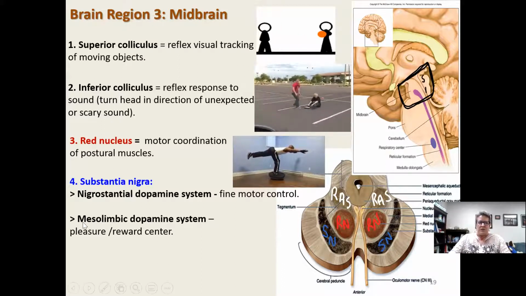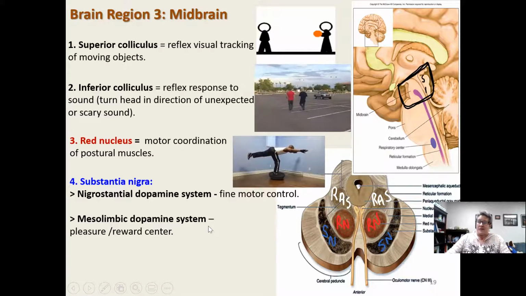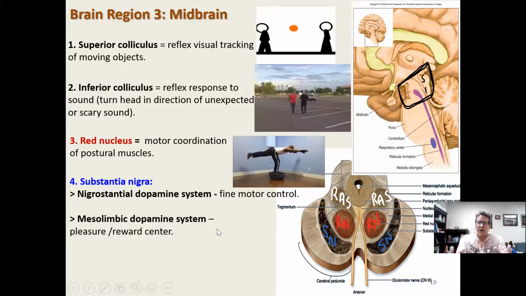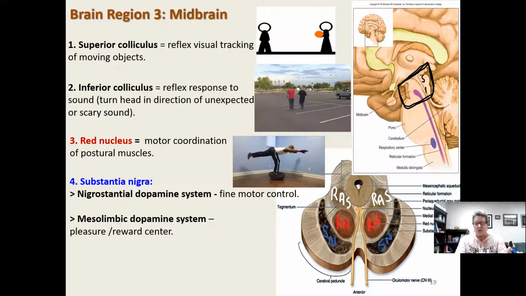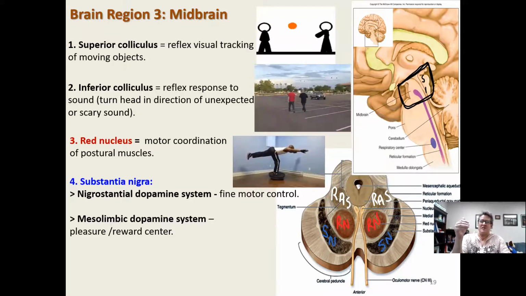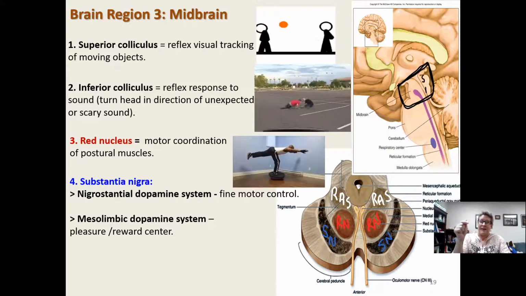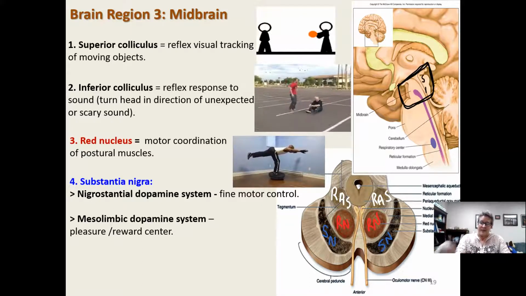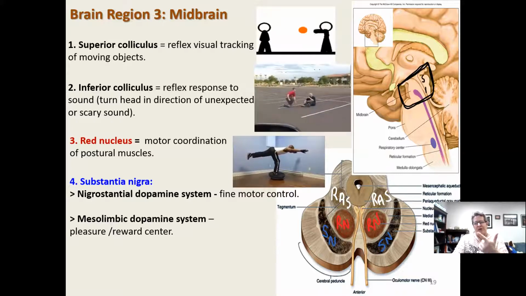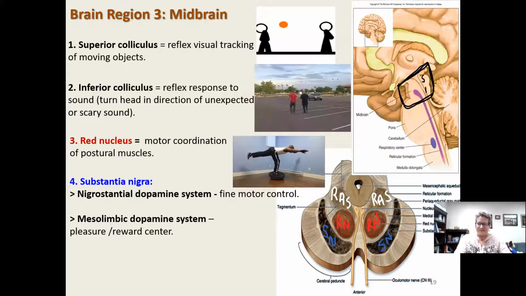Now, the mesolimbic dopamine system is all about addiction. So every time you do something good, you feel pleasure, like food or drugs or other things, you get a little squirt of dopamine, and that reinforces the pathway. So you're inclined to do it again and again and again. So dopamine is involved in fine motor control and also the pleasure or reward center.